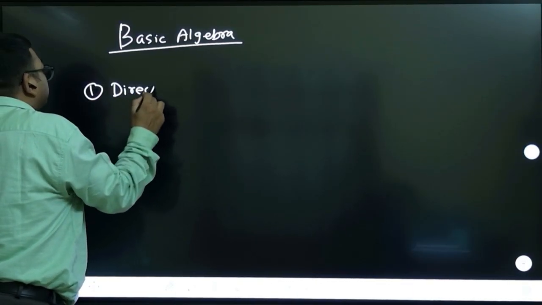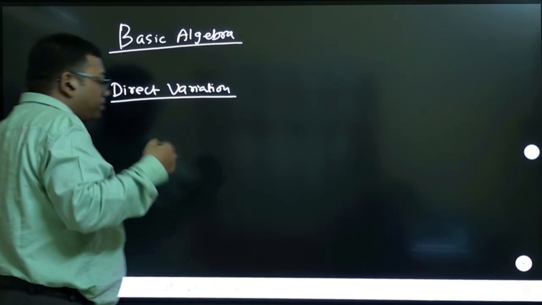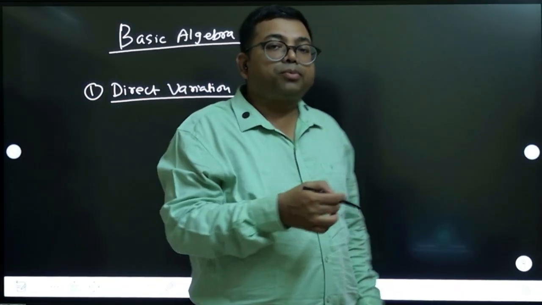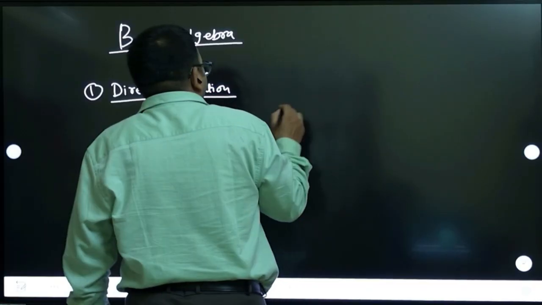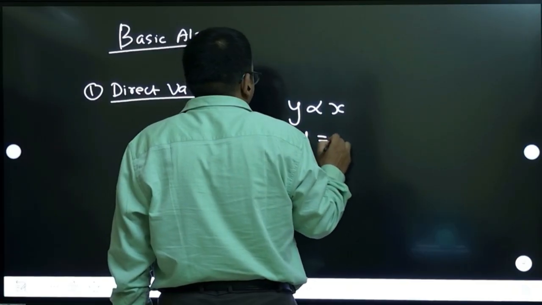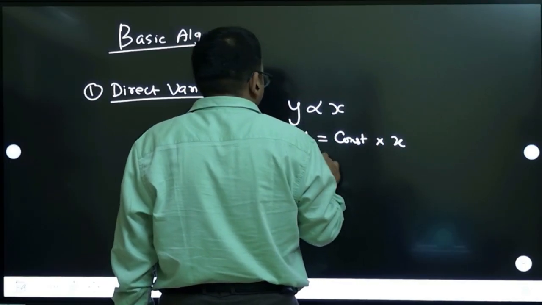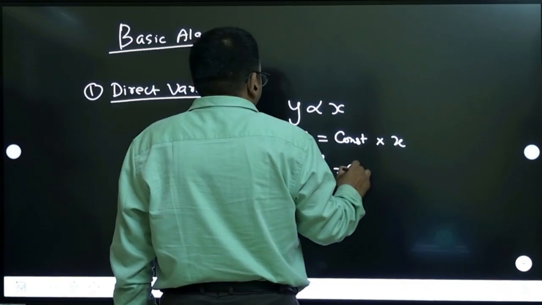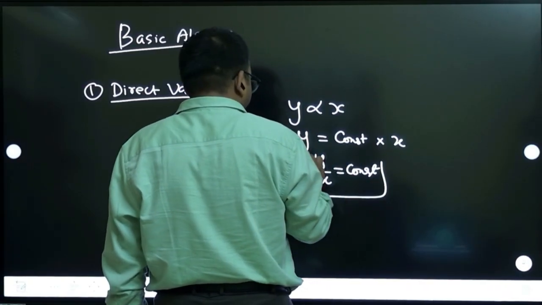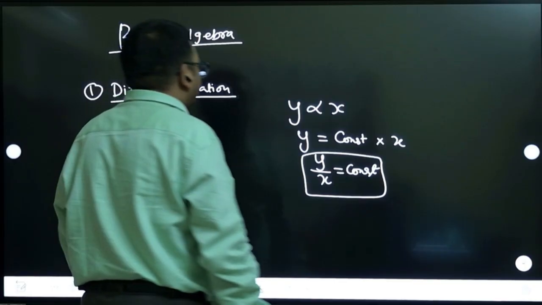Basic algebra. So first thing you should know about direct variation. Direct variation means one quantity is directly proportional to other. Let us say x and y. We are studying, so y is directly proportional to x. So y is equal to some constant multiplied by x. So the ratio y by x is going to be constant. That is what it means. Okay. So if y is proportional to x, the ratio y by x is constant.